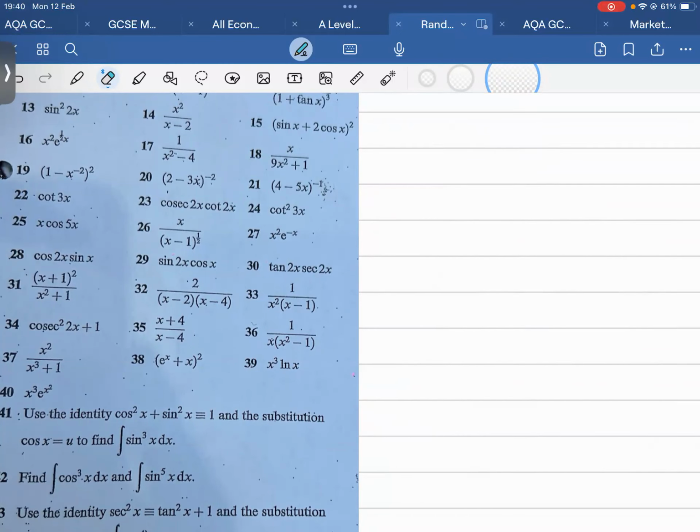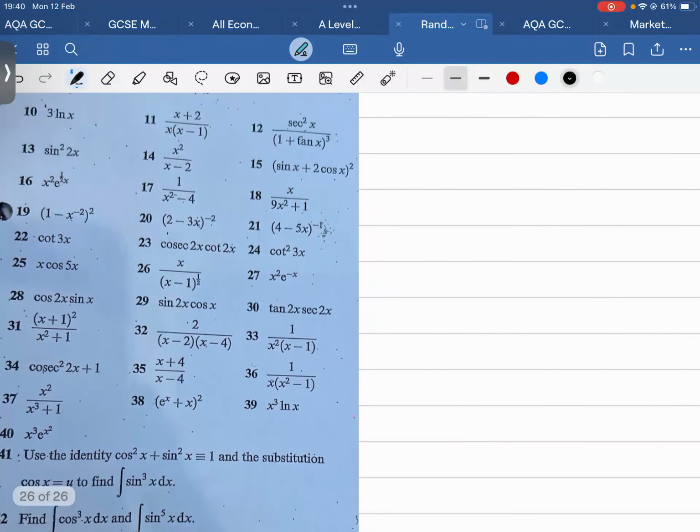So let's try number 15. Wait, what did we say it was for 14? I think we said substitution of x minus 2, right? It's probably a bit of a harder one, but it should work. Leave 14, you can do that after on your own. If you get stuck, just ask me. I'll give you this later.